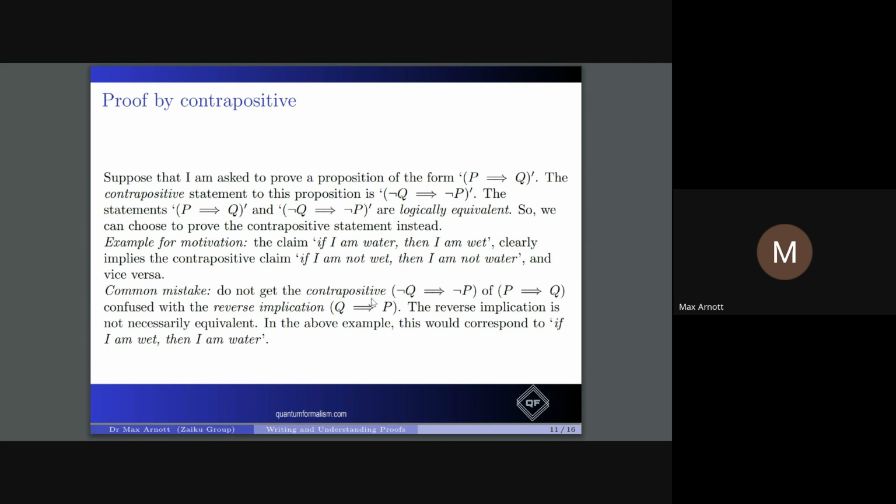But there is a common mistake. A lot of people make this mistake, where they get the contrapositive mixed up with the reverse implication. So not Q implies not P is the contrapositive of P implies Q. The reverse implication is Q implies P. And oftentimes, if Q and P are not logically equivalent, then you can't even say that this is true compared to this. In the above example, if I am water, then I'm wet, the reverse implication is if I am wet, then I am water, which is not necessarily true. Well, it isn't true. I could be orange juice or something like that. So yes, this is logically equivalent to this, but not logically equivalent to this.